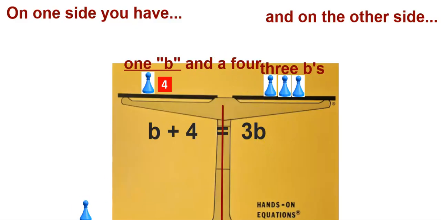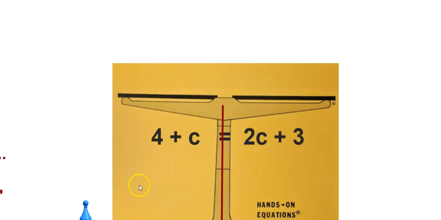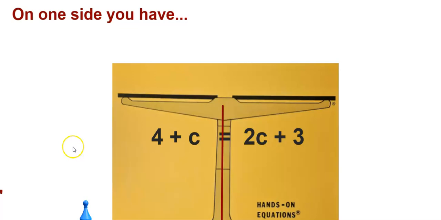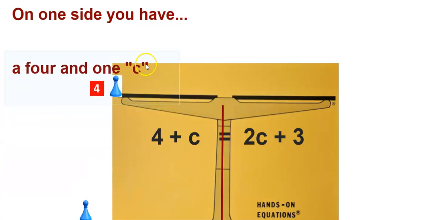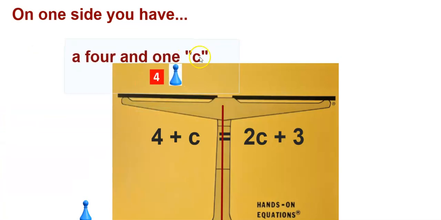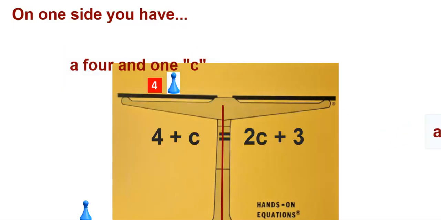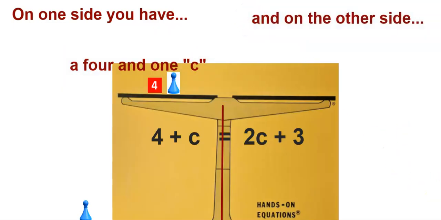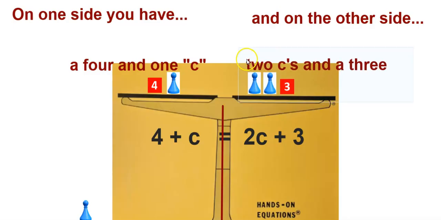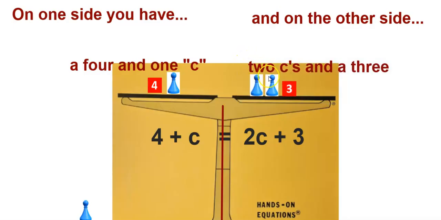Let's go ahead and take a look at problem 3, and we'll be done with lesson 2. Problem 3 is a little harder. 4 plus c equals 2c plus 3. The way they're going to say it is, on one side you have a 4 and 1c, and on the other side you have 2 c's and a 3.